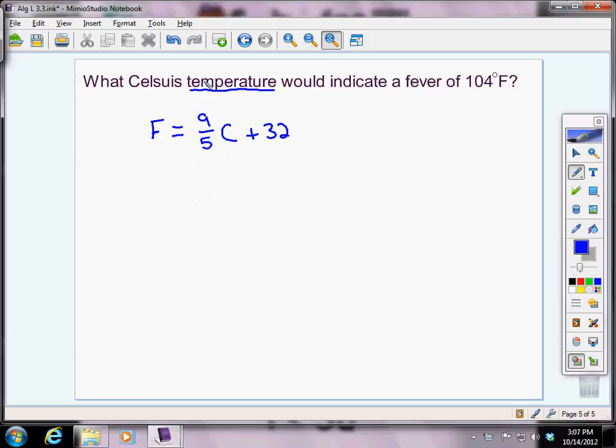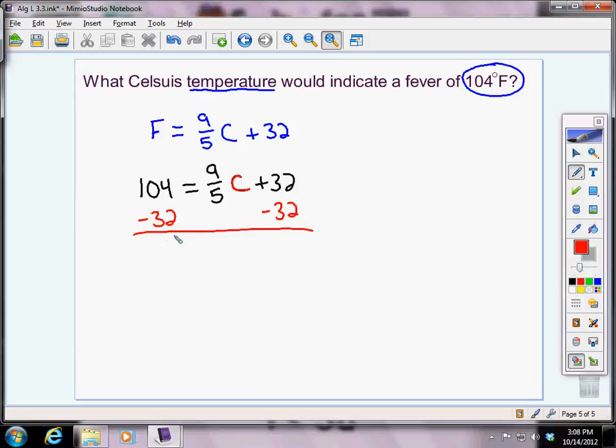Here's what I mean. It says what Celsius temperature would indicate a fever of 104 degrees Fahrenheit? Well, since this 104 degrees Fahrenheit is F, we can replace F with 104 and set that equal to 9/5 times the Celsius temperature plus 32. So now we have an equation, so what are we solving for? We're solving for C, our Celsius temperature. So what do we have to get rid of first? Well, we're going to solve for this term, so let's get rid of the 32. It's plus 32, so let's subtract 32 from each side.